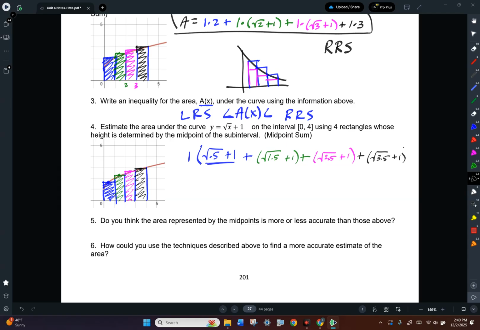plus 1. And again, if I were to add all that up on my calculator, that would give me my midpoint sum, meaning it's an estimate based on the midpoint. And in this case, it seems like the midpoint is a much better estimate.